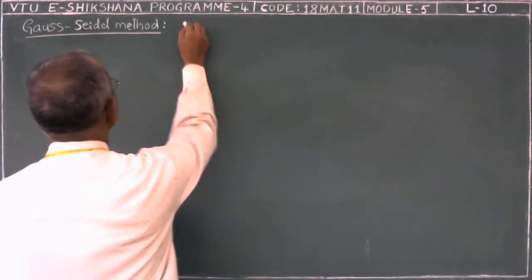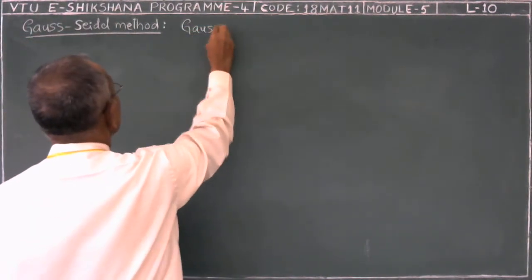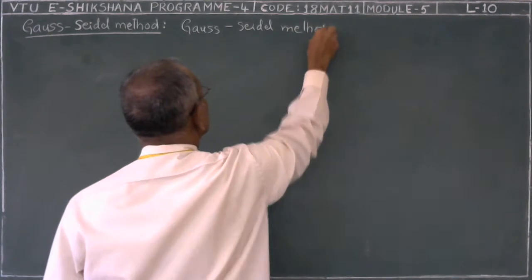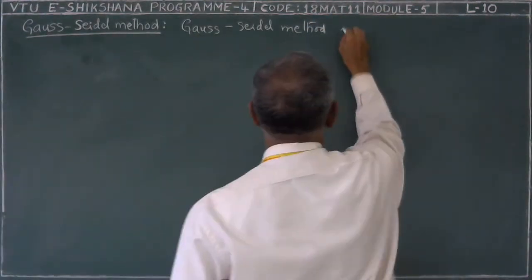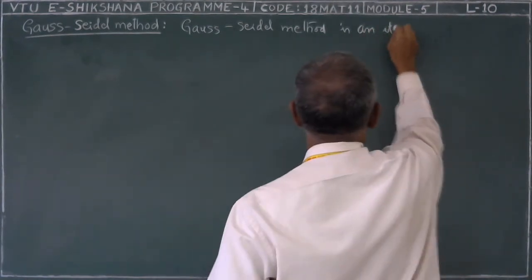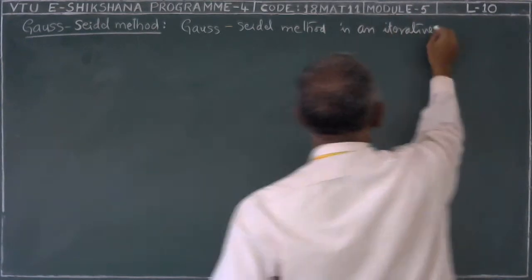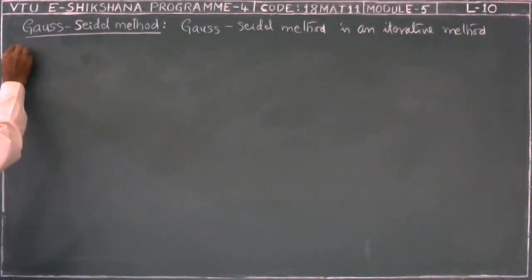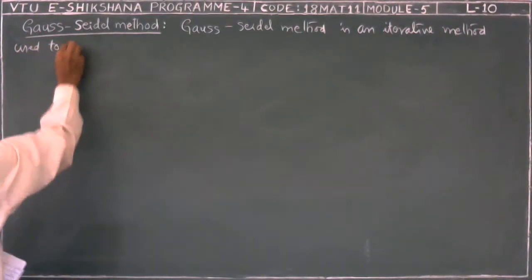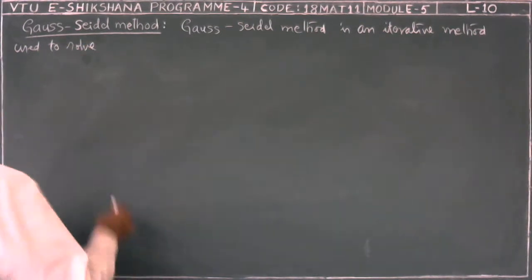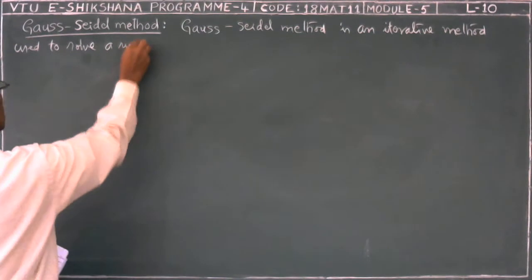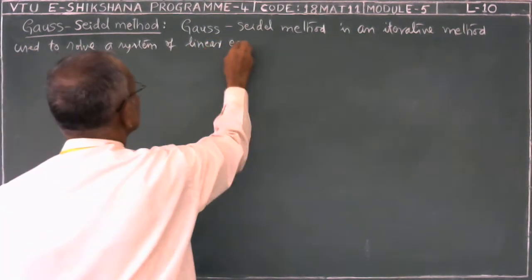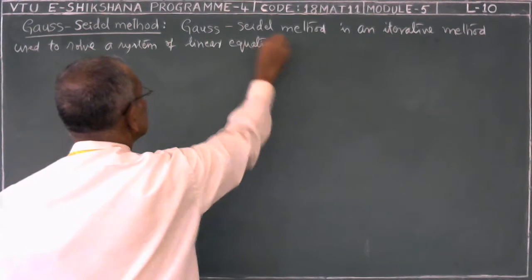Gauss-Seidel method is an iterative method used to solve a system of linear equations.